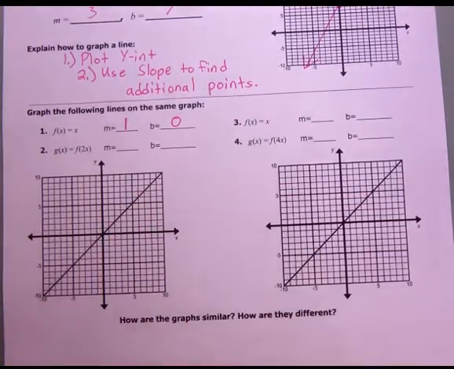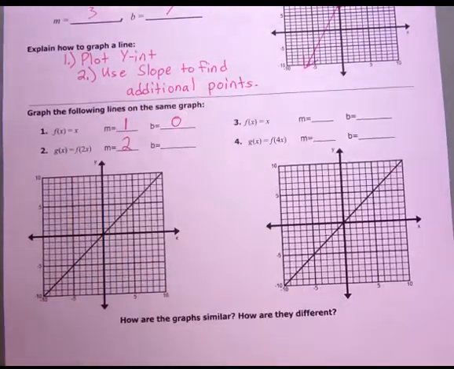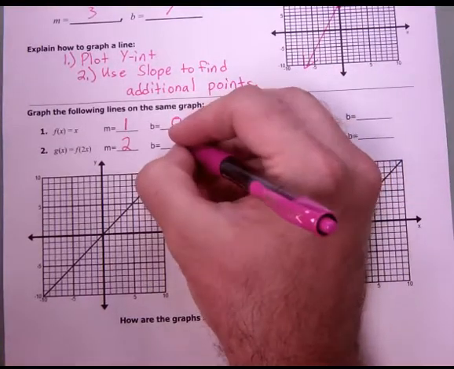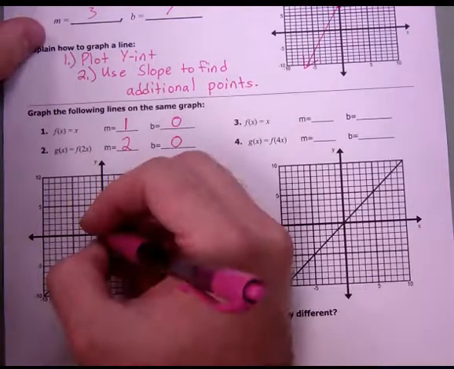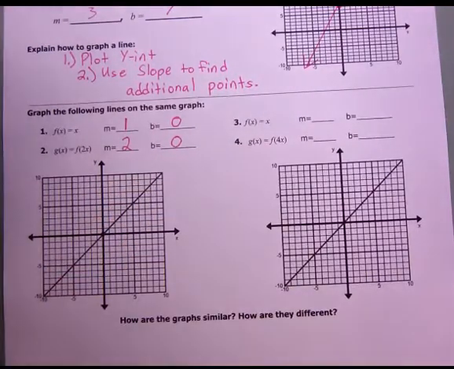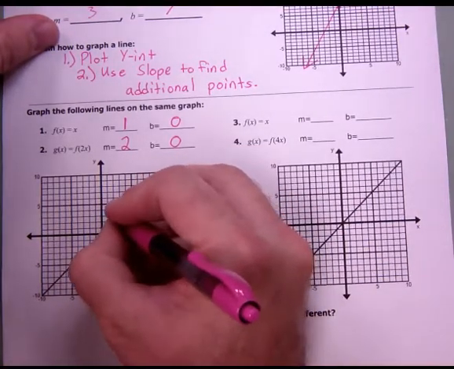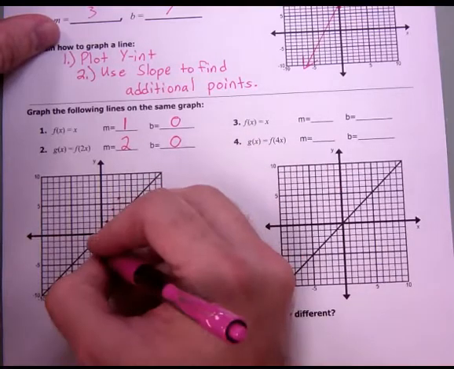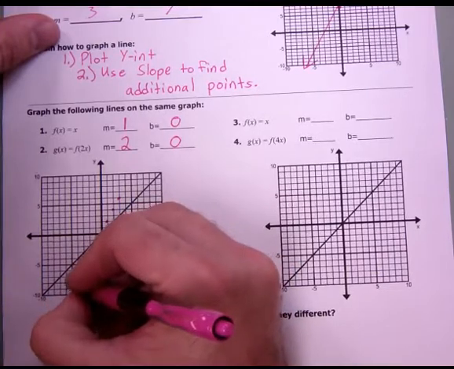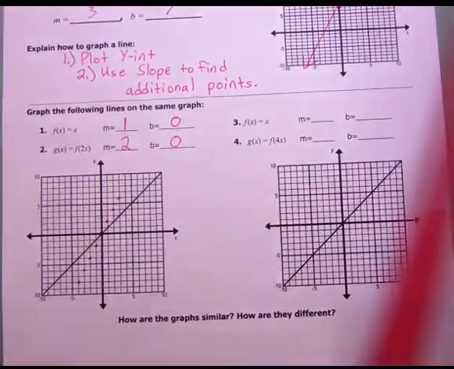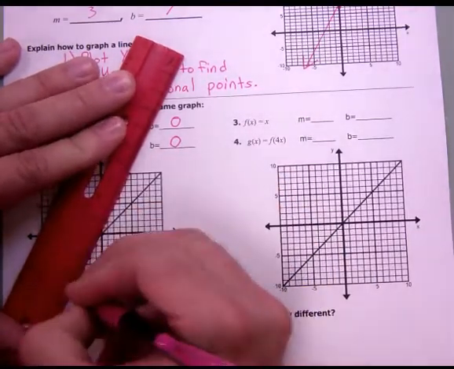This 2x here tells us that our slope is now going to be 2, and our y-intercept is not affected, so it's still 0. So now I'm going to plot my point. My y-intercept is 0, and my new slope says 2. So over 1, up 2, over 1, up 2, over 1, up 2. I'm going to do a few in the other direction: down 2, over 1, down 2, over 1, down 2, over 1. And then I'm going to connect these dots.